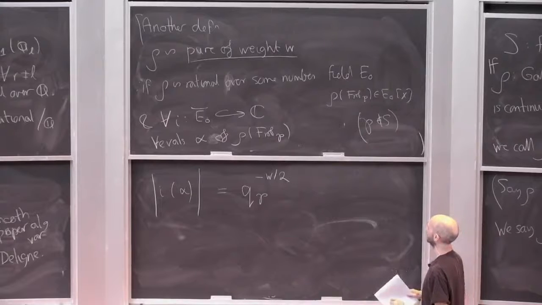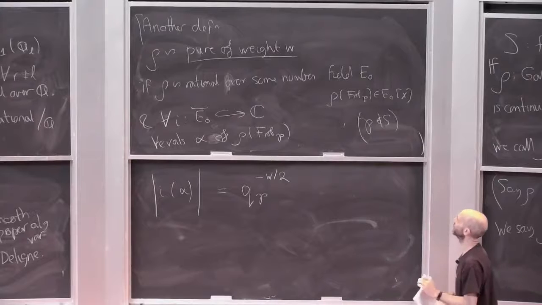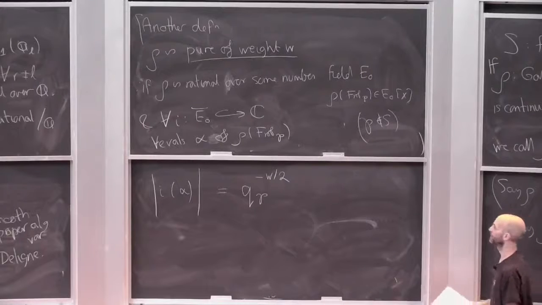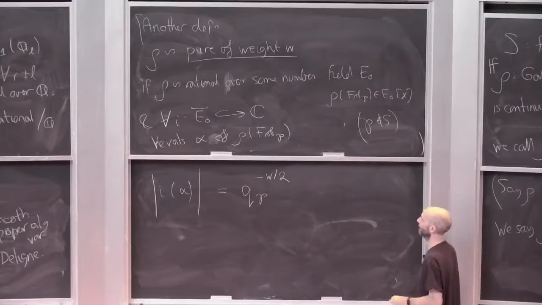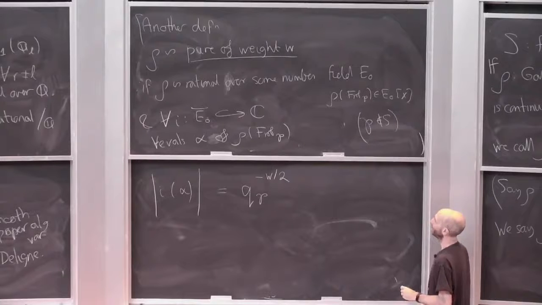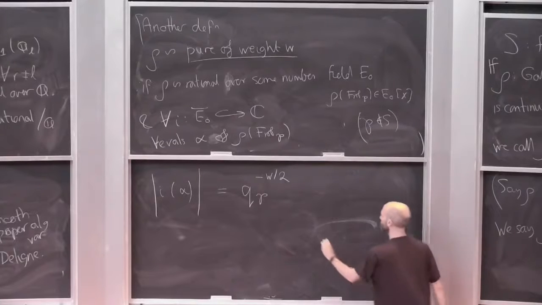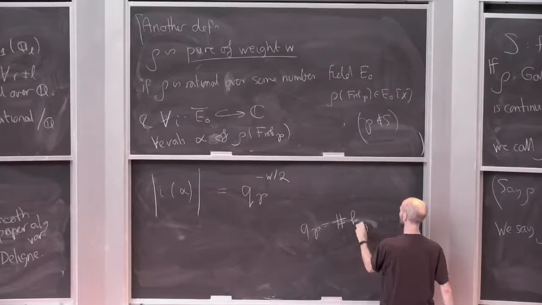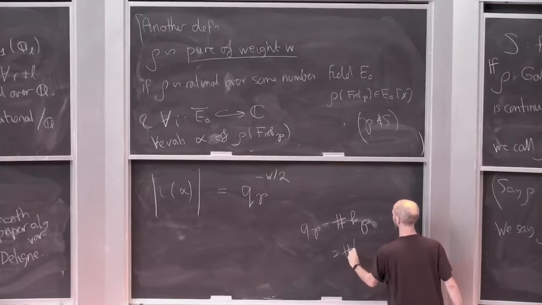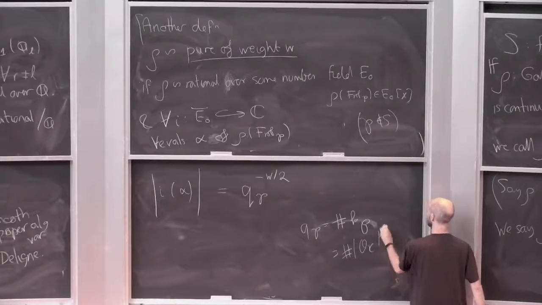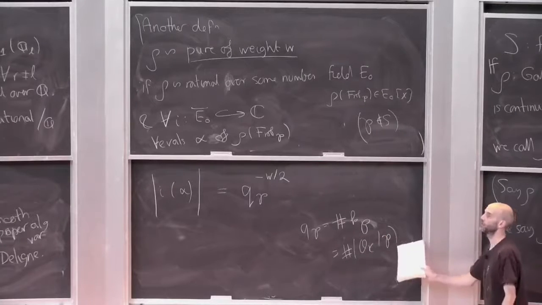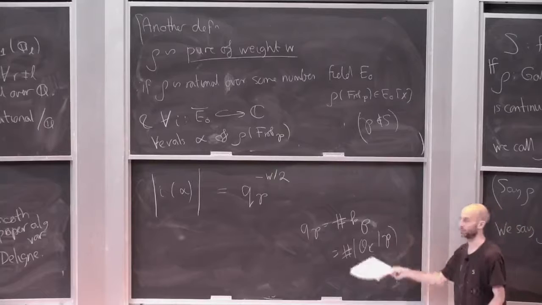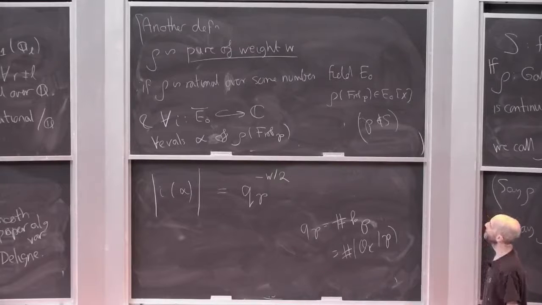Oh, there's a sign issue. Some authors might call this pure of weight negative W. I think I'm covered now if I just say that. Yeah, so Q_P is the size of the residue field, the size of O_K mod P. So if K is the rational numbers and P is a normal prime number, then Q_P is just P. There you go.